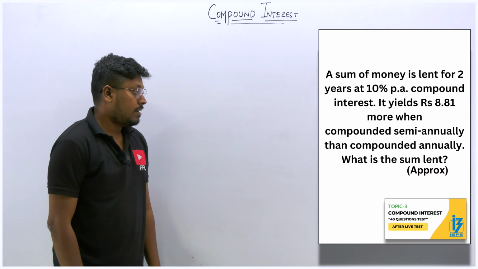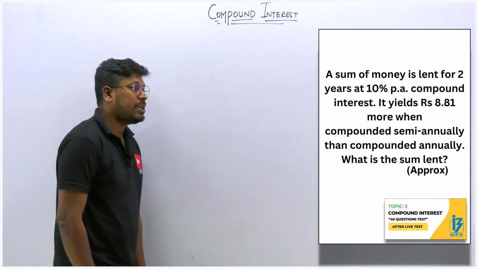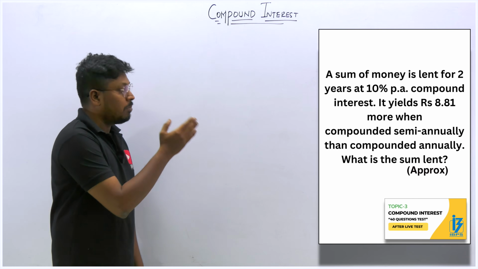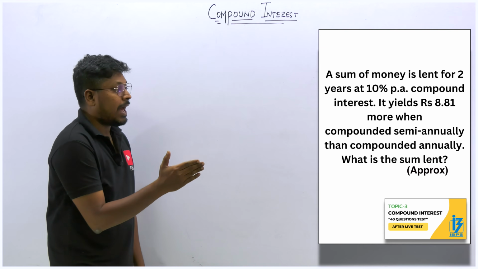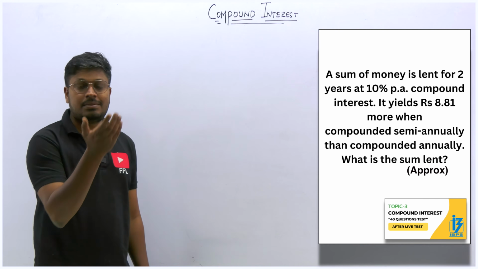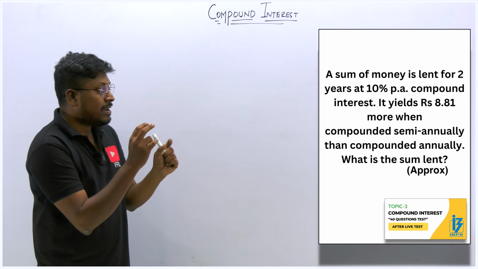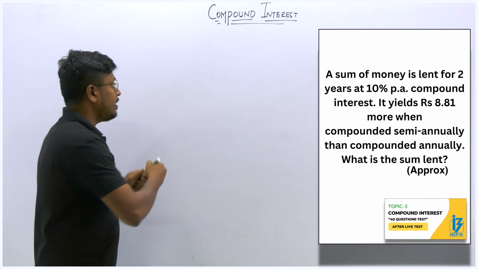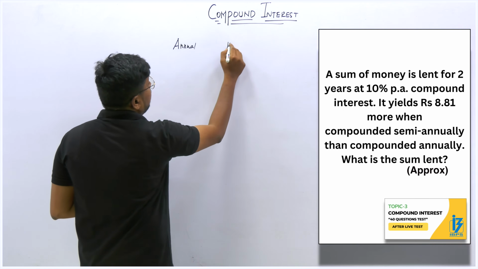Second question. A sum of money is lent for 2 years at 10% per annum compound interest. It yields rupees 881 more when the interest is compounded semi-annually than when compounded annually. What is the sum lent? So semi-annually is like half yearly, right? So they are comparing two compound interests, one calculated annually, and the second calculated half yearly.